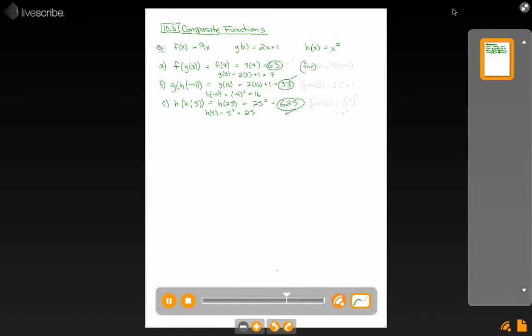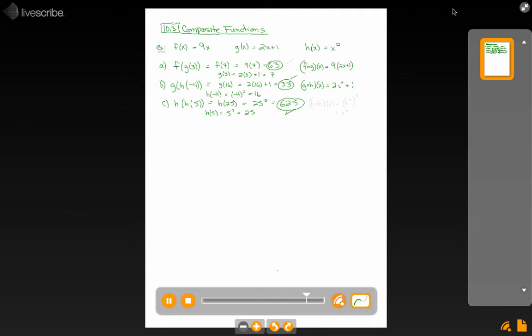So even without finding what f of g of x is, which we could have done if we said what is f of g of x, we could say, oh, that's going to be 9 times 2x plus 1, and done it all in one step then by substituting in 3 into that. Same way we could have said what is g of h of x for the second example, and said, oh, that's 2 times x squared plus 1.